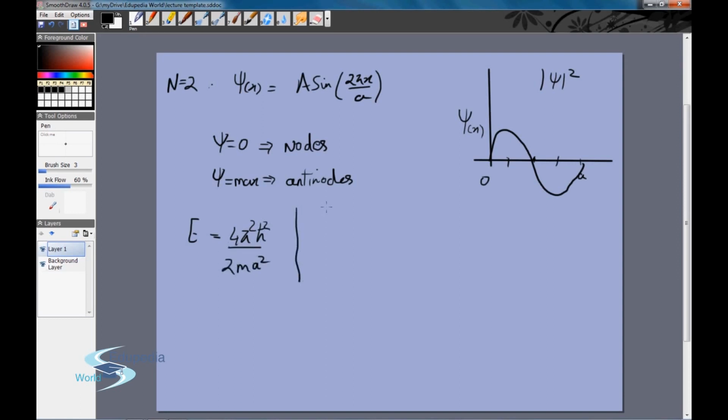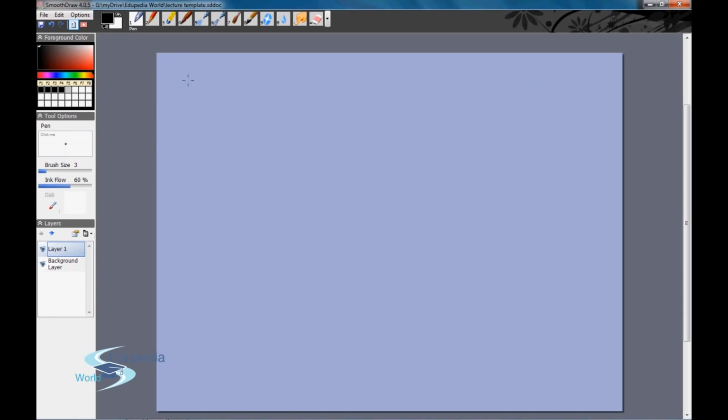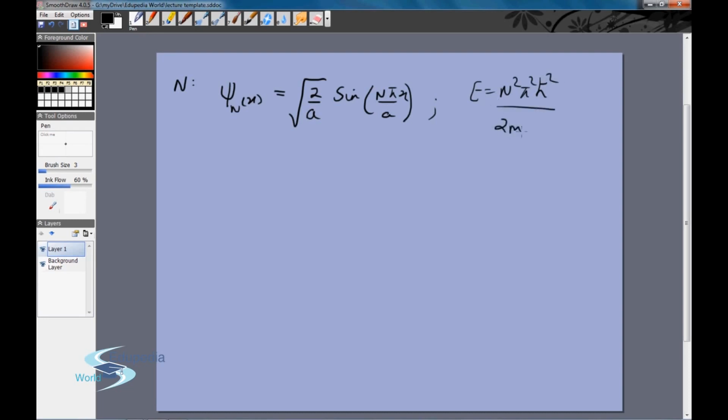And the normalization will be the same, because we'll want the integral from 0 to a of A squared sine squared of 2 pi x by a dx is equal to 1. And that will once again give me A is equal to root of 2 by a. So from that we can get n is equal to 3, and further on, which is for a standard n, psi n of x, the normalization is the same for all of them. It will be root of 2 by a sine of n pi x by a, with the energy being equal to n squared pi squared h squared by 2ma squared. So this is it. We've pretty much solved the question of the infinite square well now.